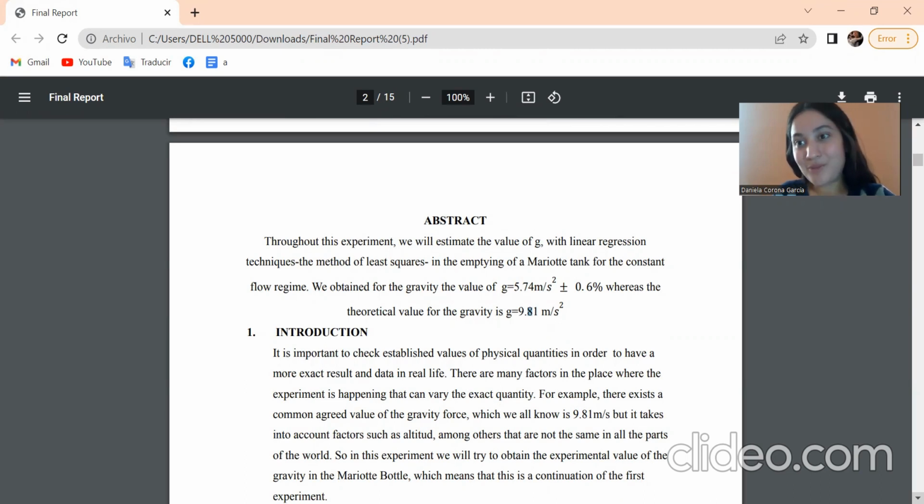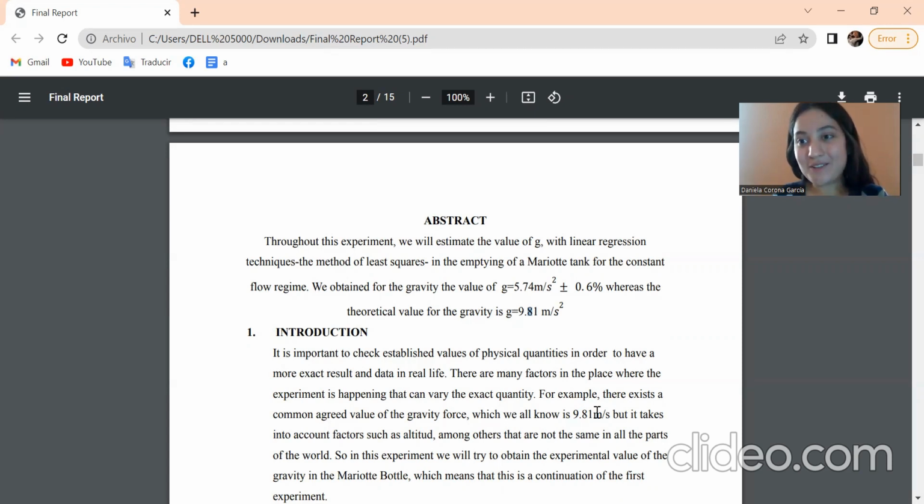We all know that the theoretical value for gravity is 9.81 meters per second squared, whereas the gravity that we acquired was 5.74 meters per second squared, plus or minus 0.6%. We notice that this is a huge difference, and later in this video I'm going to explain what really happened, why, and what we can do better next time.